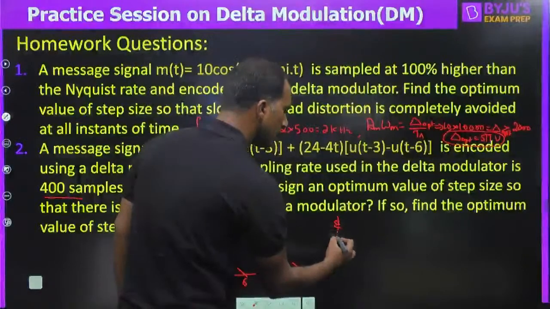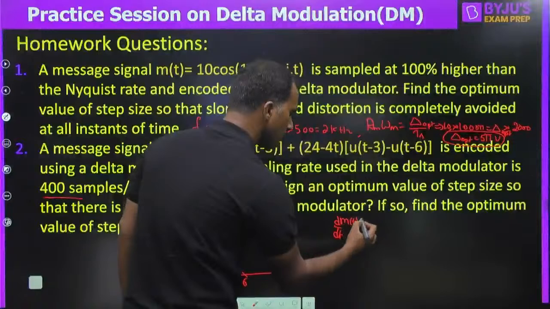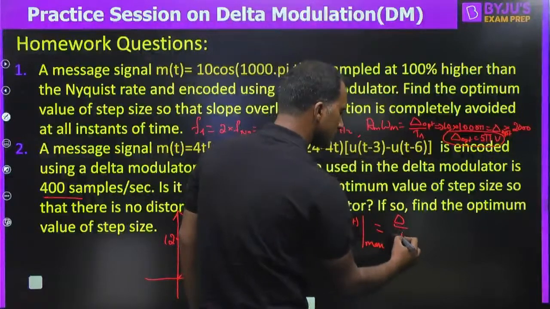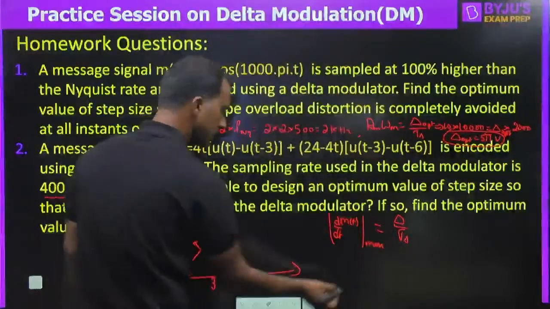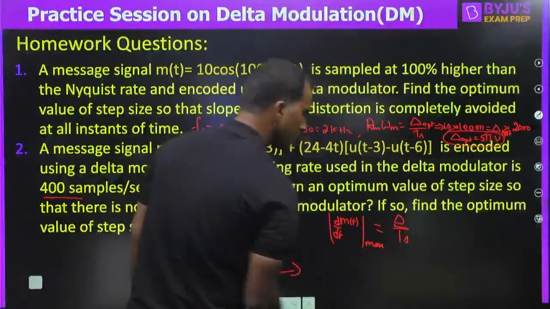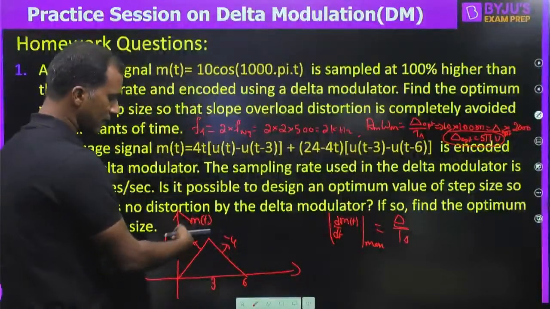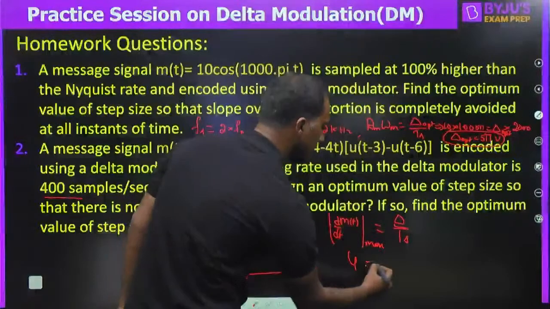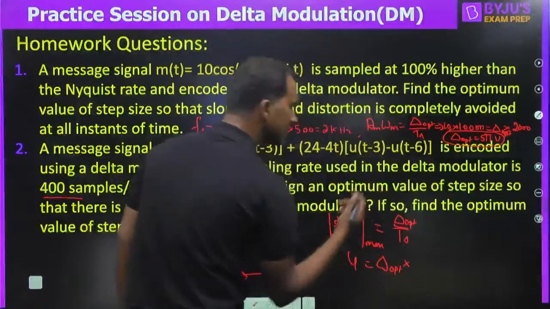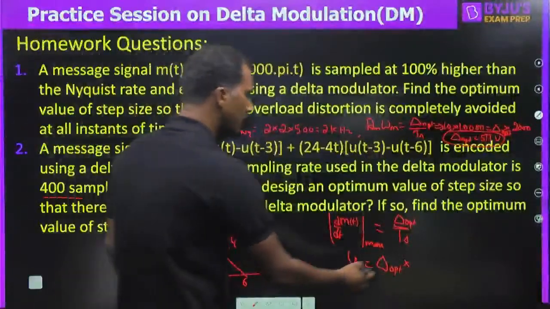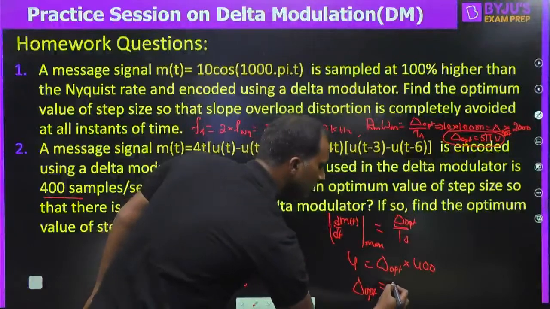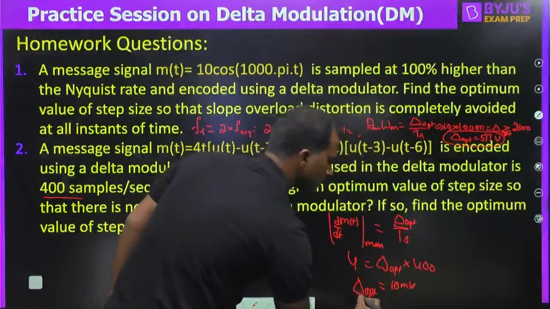Let us write the condition. The modulus maximum of d by dt of m of t is equal to delta by ts. This is the condition to find the optimum value of step size. So what is this slope? The magnitude of slope is 4 units, equal to delta optimum into 1 by ts, which is fs, and the sampling rate is given as 400. So delta optimum is equal to 1 by 100, or 10 millivolts. That is the answer.